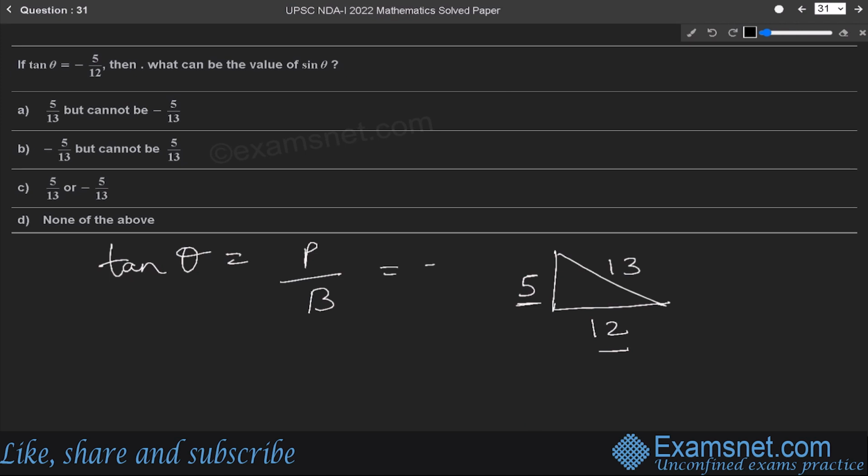So the value of tan θ is given as minus 5 upon 12, which is perpendicular upon base. And generally sin θ is perpendicular upon hypotenuse, which is equal to 5 upon 13. But if θ is in the second quadrant, then the value of sin θ will be positive, which is plus 5 upon 13, because sin θ is always positive in the second quadrant. Also, if θ is in the third quadrant, then sin θ will be negative. So in that case, we will get the value of sin θ as minus 5 by 13.